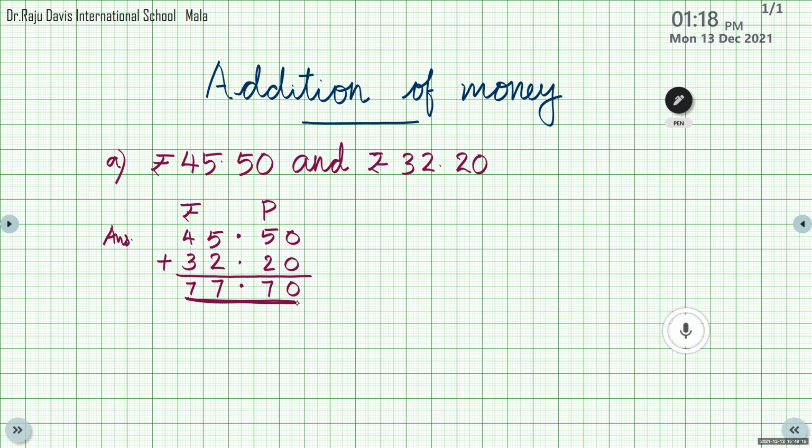Now let's move to B. Here the question is, you can do by yourself. I will give you the question. 21 rupees 25 paisa plus 42 rupees 23 paisa. Please add.